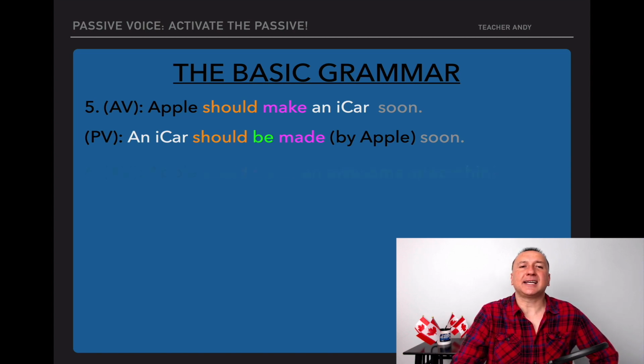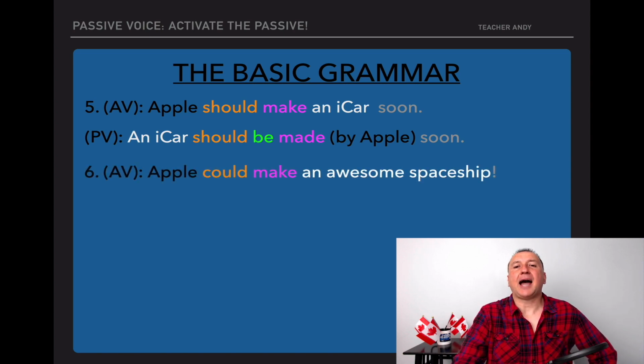And look at number 6. Number 6 is, Apple could make an awesome spaceship. I think so, right? Incredible spaceship. Can you transform that one to passive voice? This one is a little bit easier, very similar to exercise number 5.